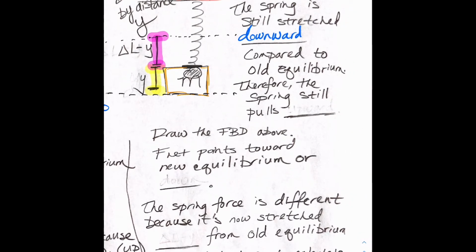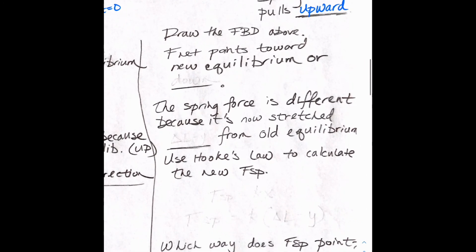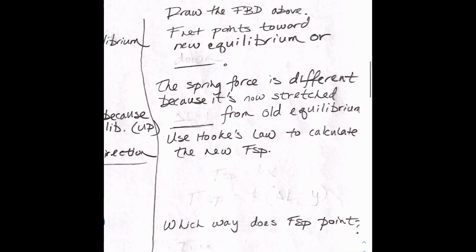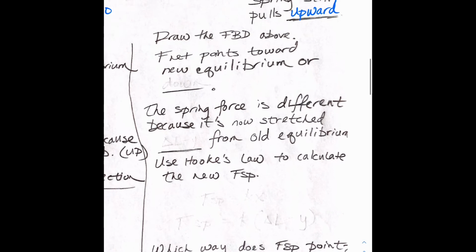Yeah, and they tell us that compared to old equilibrium, therefore, the spring still pulls upward. This is confusing, thinking about old and new equilibrium. So hopefully we can come to some conclusion at the end here that helps with that. Draw the free body diagram above. F net points towards new equilibrium, or down.